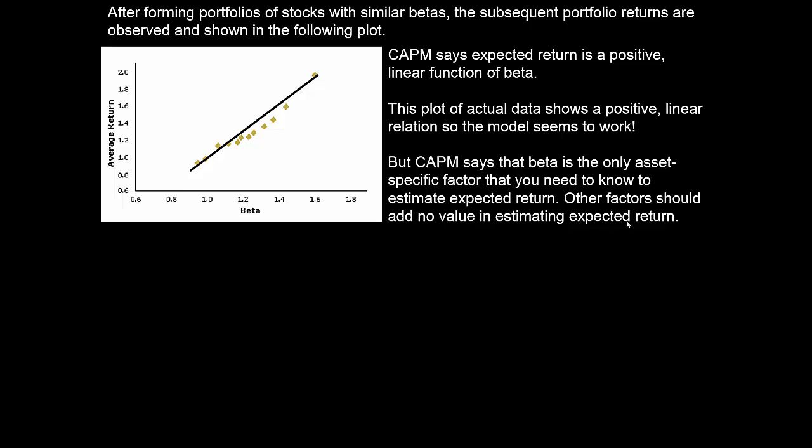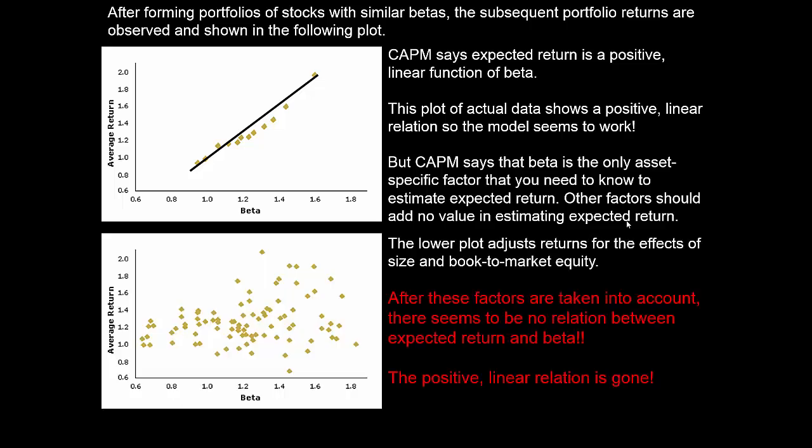Does this indeed work out in practice? If we examine historical data, does this work? Well, this lower plot adjusts the returns for the effects of size and book-to-market equity. After these factors are taken into account, there seems to be no relation between the expected return and the beta. This positive and linear relationship that CAPM predicts is actually gone. And you can see that from this lower plot.